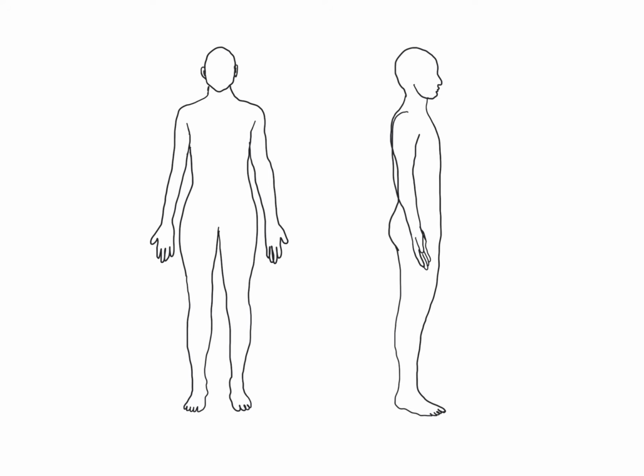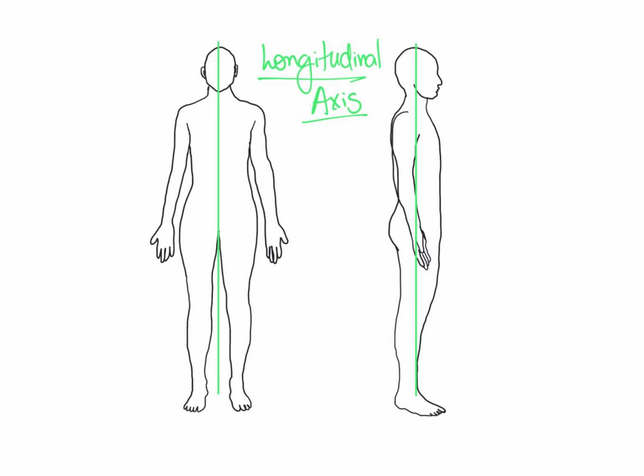Now, I would like you to imagine that we have a line passing in the middle of the person that we are looking at anteriorly, and another imaginary line that is crossing the middle of the person that we are looking at from a lateral view. And these imaginary lines are placed along the long length of the human body. And a line that's following the long length of the human body is called, in anatomy, the longitudinal axis. So let's get started with the different types of movements.